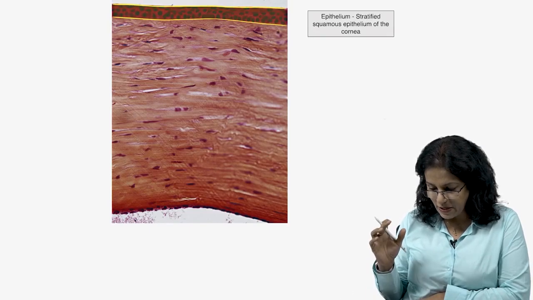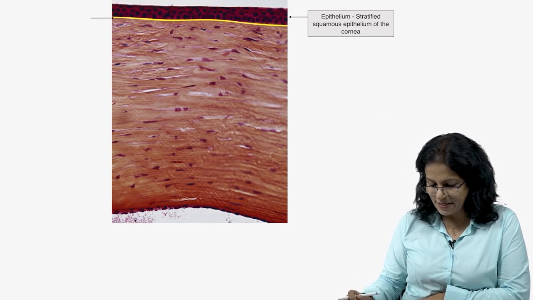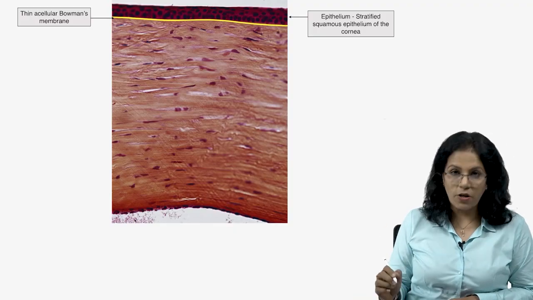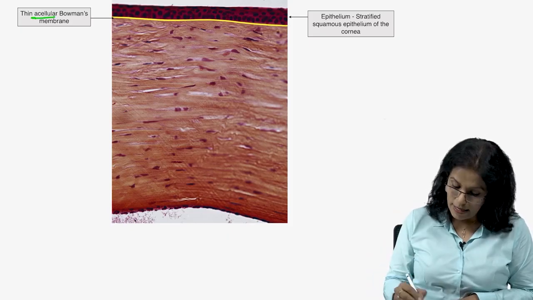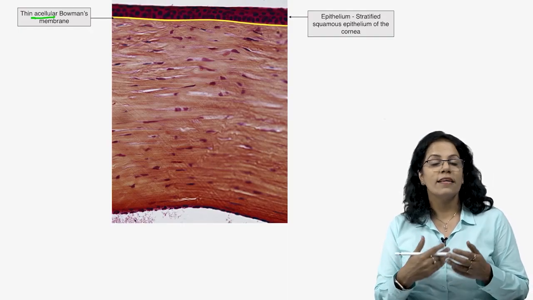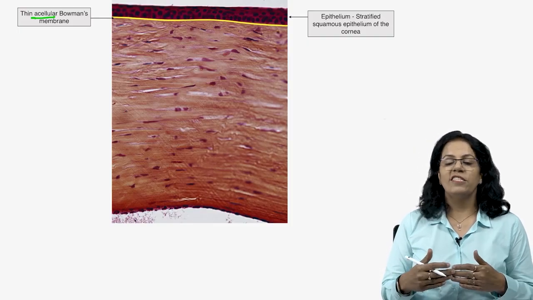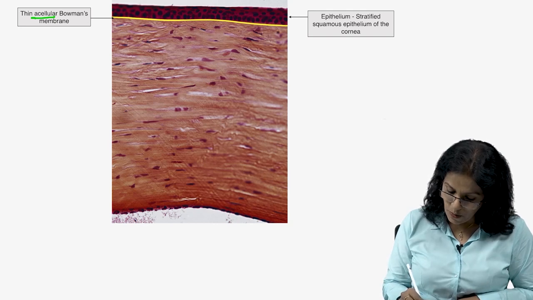We have just seen this is your stratified squamous epithelium. What next? This is the Bowman's membrane. Talking about Bowman's membrane, of course, it is acellular. It's a part of the stroma, and very important, it will not regenerate because stroma doesn't regenerate. That's why there is scarring and that's why you are getting corneal opacities. If they ask you which layers do not regenerate, your first answer has to be endothelium and second would be Bowman's.